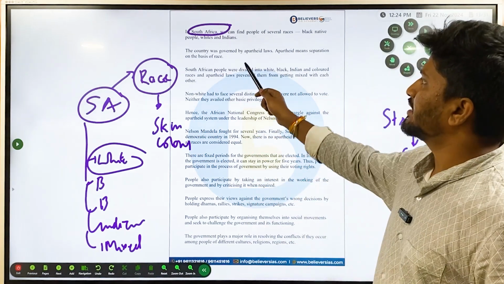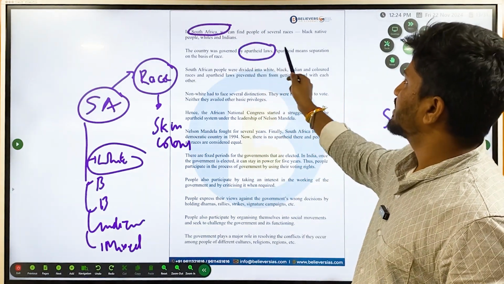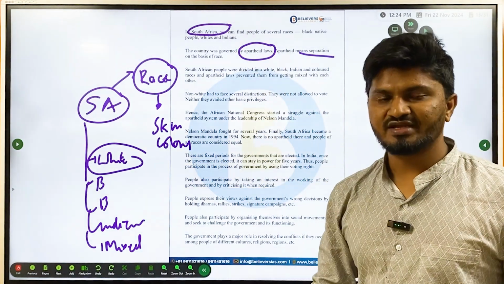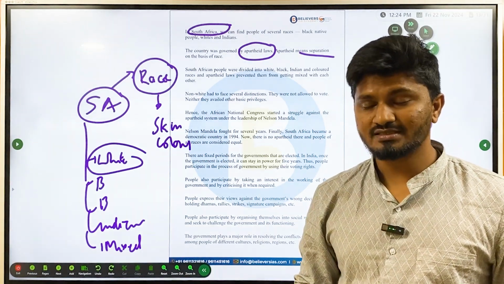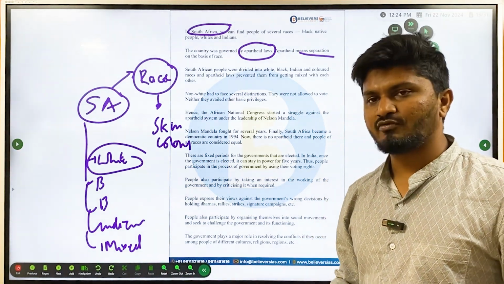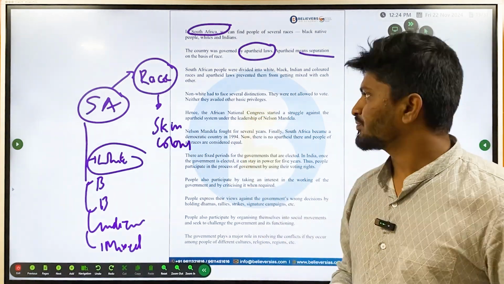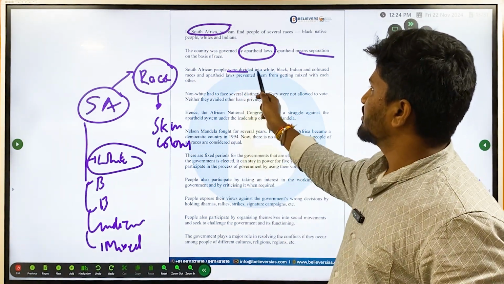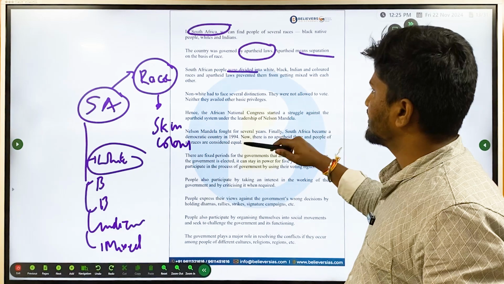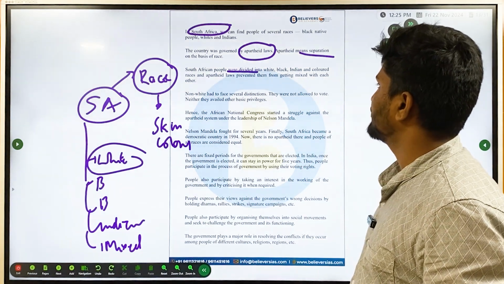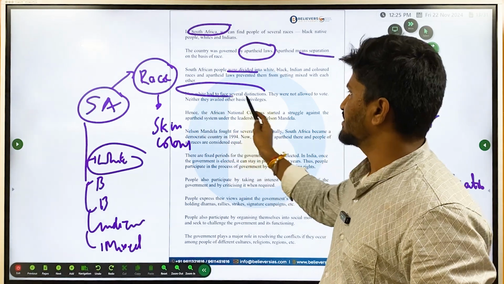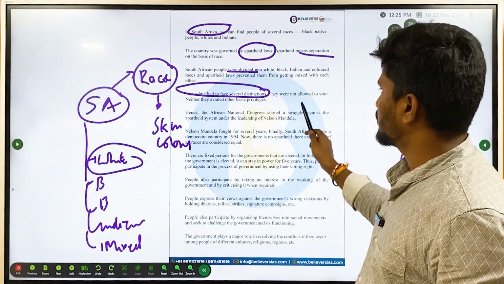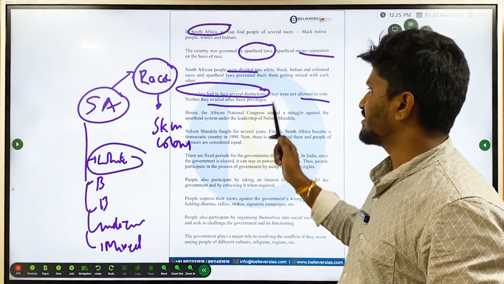So the country was governed by apartheid laws. Apartheid means separation on the basis of race. There were certain laws and regulations which separated the whites from the blacks, which kept the whites at the top and blacks at the bottom. South African people were divided into white, black, Indian, and colored races. Apartheid laws prevented them from mixing with each other. So non-whites had to face several discriminations. They were not allowed to vote, neither did they avail other basic rights.